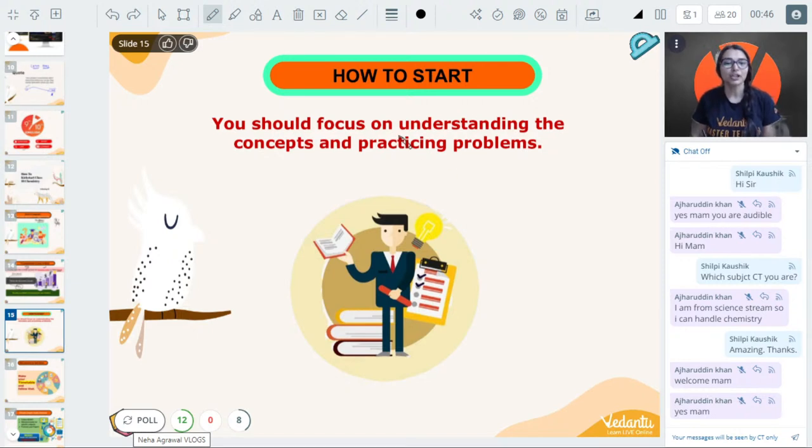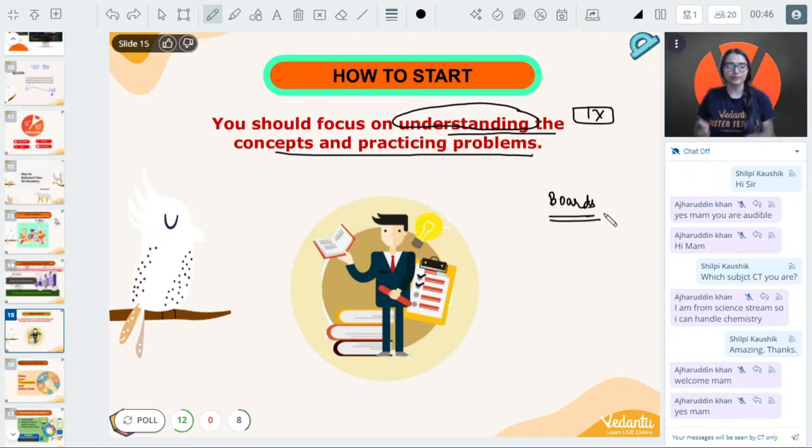And how do we start now? You should focus on understanding the concepts and practicing the problems. So guys, class 9th mein, if there was a subject jo aapne cram kar liya, that will not help in your class 10th. So you have to understand the concept because it is going to be a boards class. Hai na, ye to boards wali class hai. So it doesn't matter if you are seeing a question in the book or an answer somewhere, that would be asked as it is in the exam.